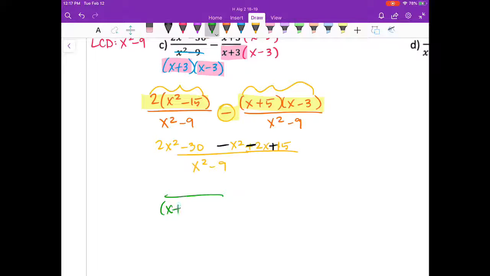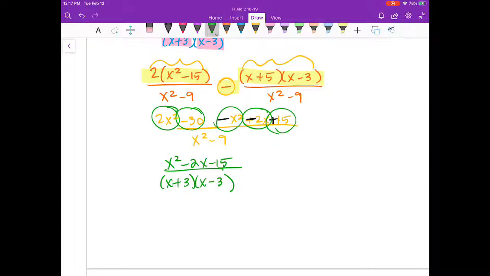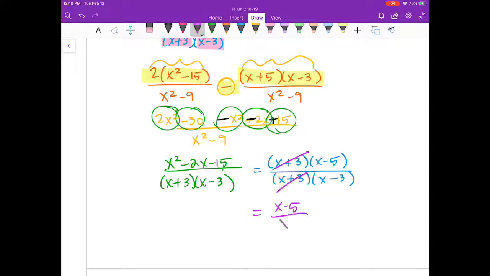And then let's go ahead and factor it out. x plus 3, x minus 3. And then 2x squared minus x squared, I have 1x squared. And then minus 2x has nothing to combine with it. Minus 30 plus 15, that is a minus 15. Now that's good news for us because, again, our last step should always be to factor. Our numerator is actually factorable. We can factor that guy into x plus 3, x minus 5, which is really, really good news because since our denominator is x plus 3, x minus 3, we notice that our x plus 3's cancel. So our final answer is x minus 5 over x minus 3.